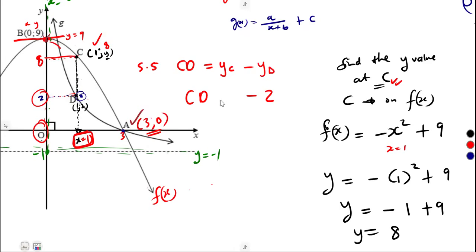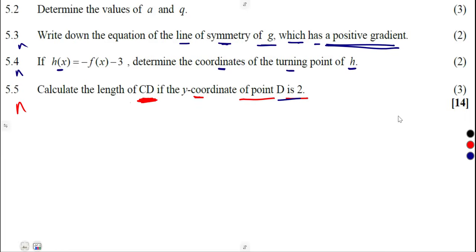So therefore, we're going to have the length of CD. The y value at C, which is 8, minus the y value at D. Originally, we were given that, which is 2. So 8 minus 2, that's 6. So it's going to be 6 units, the distance in between those 2 points. So that was it. It was an interesting question, a lot of things to apply, which we can just apply directly and have our answer.